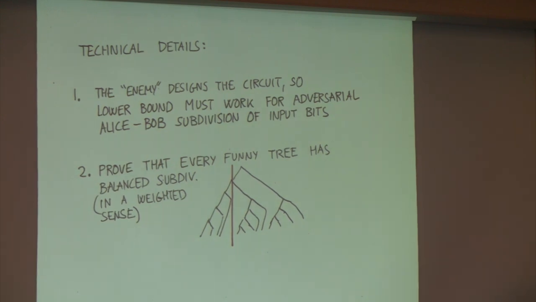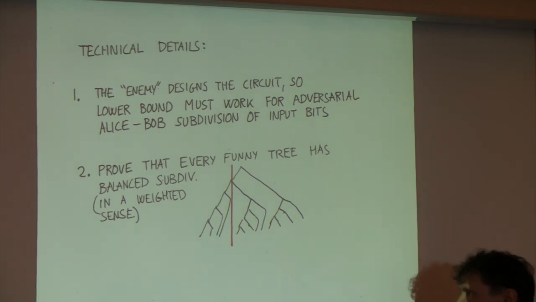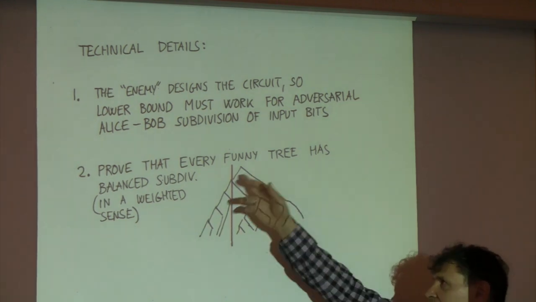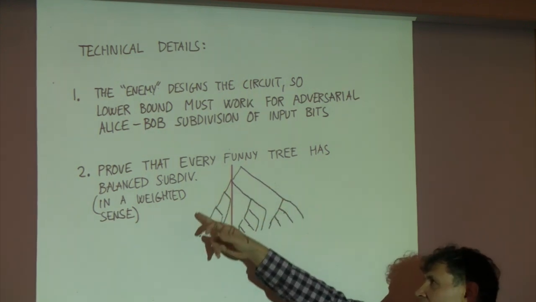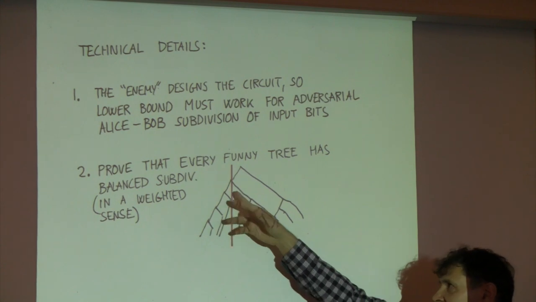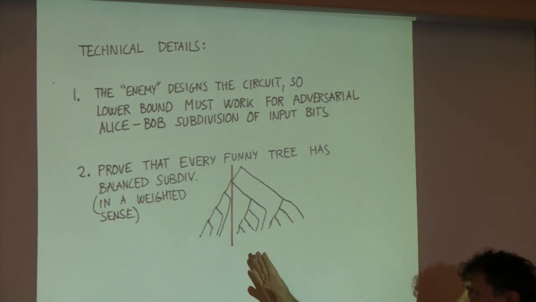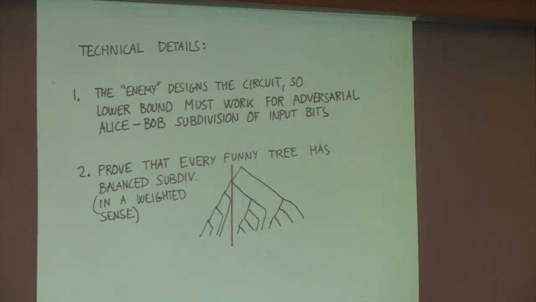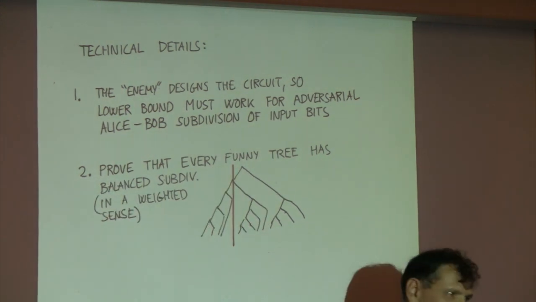So really what you need is that the function should have the property not only that it has large communication complexity between two fixed parts, but that for any two parts, it would have large communication complexity. And the other thing you need is that the circuit the enemy created is a tree-like thing, but the tree can be any funny shape, and you want to show that any funny shape tree can be cut into two, but that's well known. I don't even need this, it's well known.